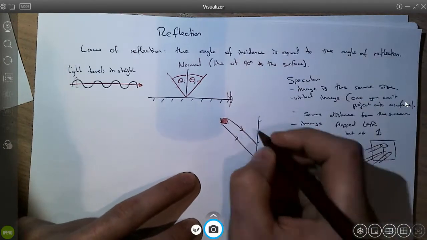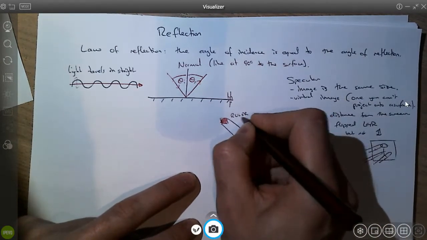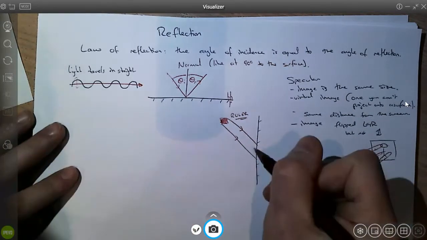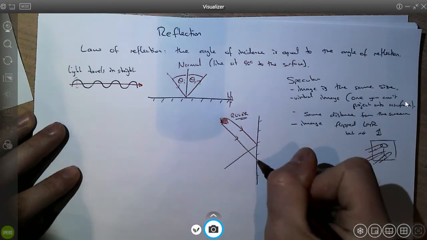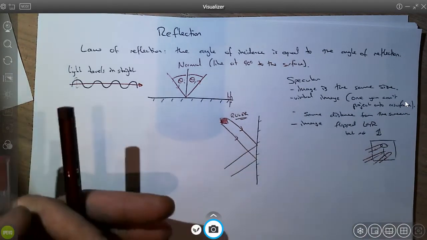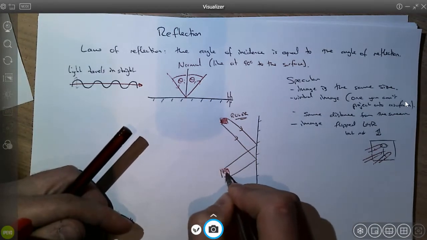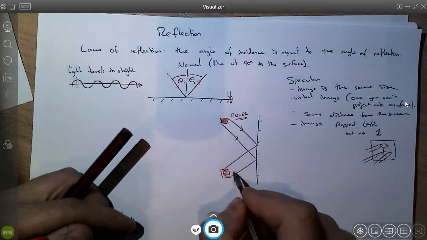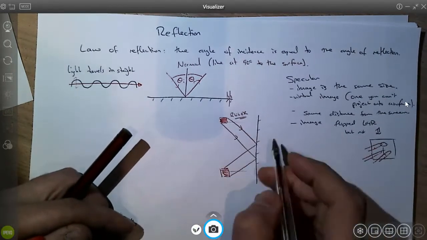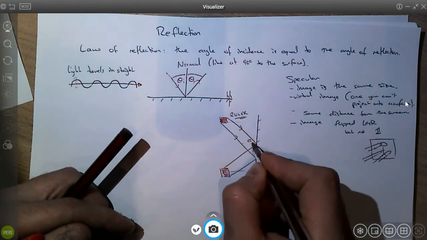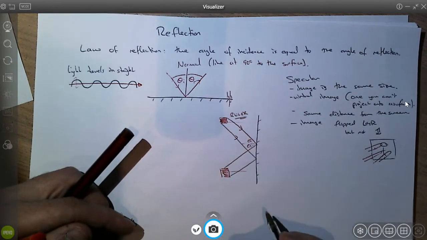Now students should always use a ruler for drawing a ray diagram, so I'm being a bit naughty here, not using a ruler. But we're going to have our light rays coming out, and then we've got our image here, which is going to be the same distance from the screen. And obviously we know that this angle is going to equal this angle.